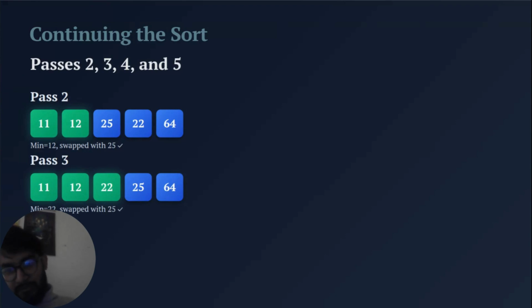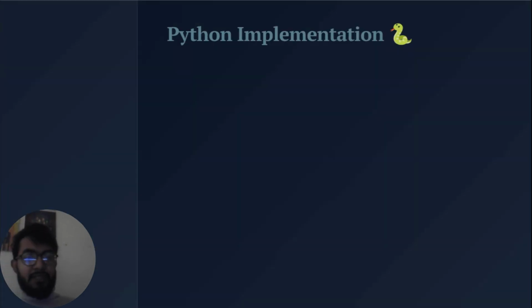And on pass 3, we need to look at the remaining elements: 25, 22, 64. 22 is the minimum element, and we need to swap 22 with 25. And here you can see 22 is placed in the 25 position, and 25 is in the 22 position. And finally, all sorted, and you can see it's 11, 12, 22, 25, 64.